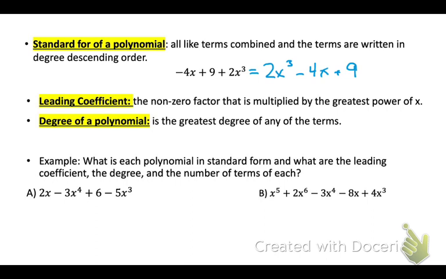Leading coefficient. You do not have a leading coefficient until it is in standard form. So once you put it into standard form, the leading coefficient is the non-zero factor that is multiplied by the greatest power of x. So in our 2x cubed minus 4x plus 9, our leading coefficient is 2. If you tell me the leading coefficient before it's in standard form, you have the wrong leading coefficient.